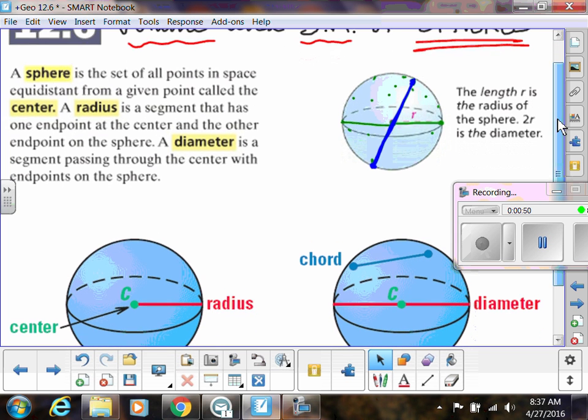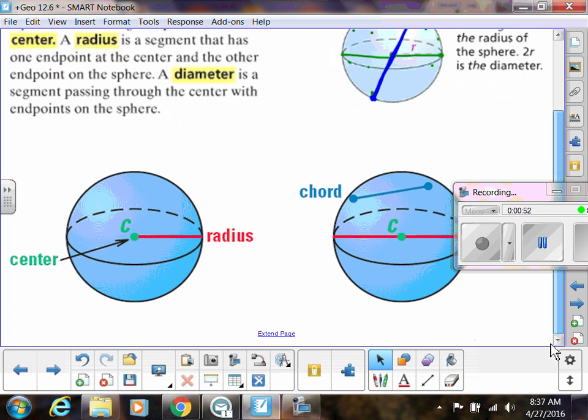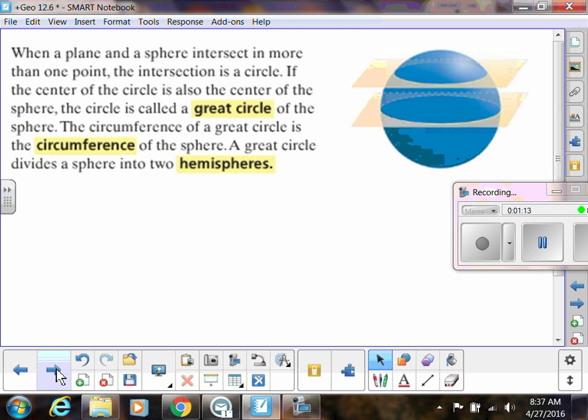All right, so just like in circles, we have some of the same things like radii and diameter. We have a center, and then we can also have chords. Notice that this chord goes from a point on a sphere to another point on the sphere, but it does not necessarily contain the center. Remember, the diameter has to contain the center. All right, some other important vocabulary.